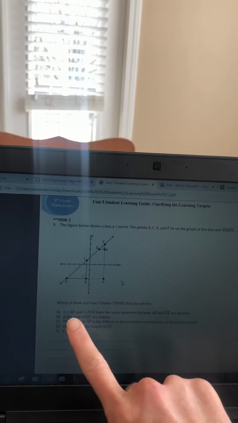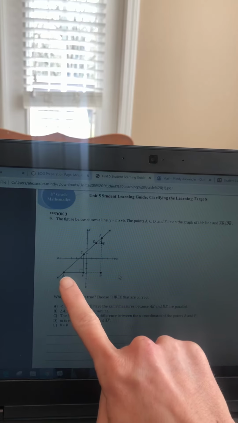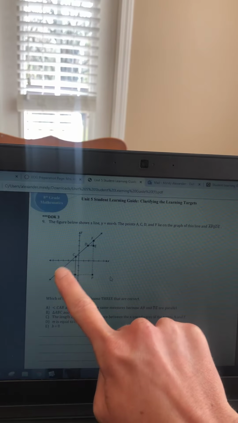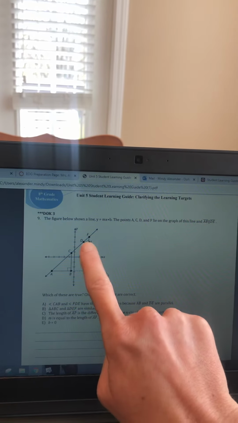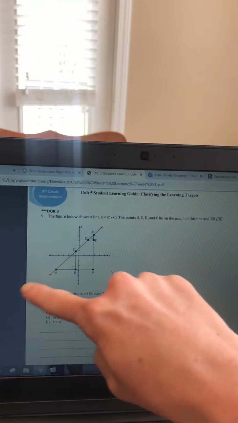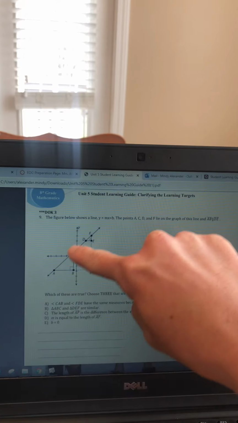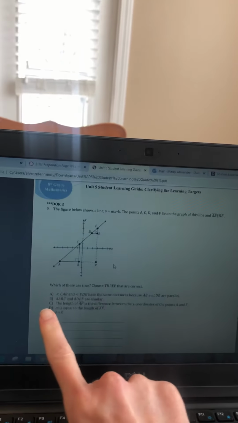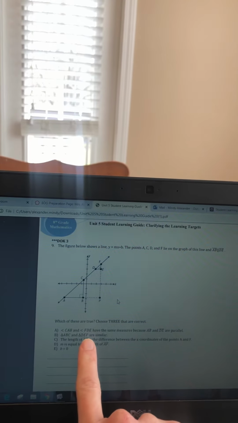So on this one, they're saying CAB, which is that angle right there, and FDE, that's that little angle right there. They're trying to get us to understand that those are congruent based on these being parallel, which they are. If you think about this being the transversal that's cutting these two parallel lines, these right here would be corresponding angles. So corresponding angles are congruent, so A should have been one that was a correct answer. I'm gonna write that down so I can show you in the end. A is true.